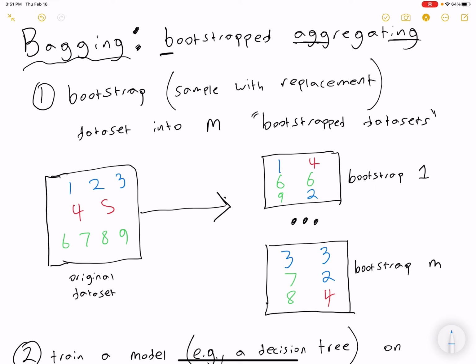So the question is, are each of these bootstrapped data sets independent? Yeah. They're dependent on the original data set, but they're independent of each other. That's just the case because of the way you're sampling. Yes.